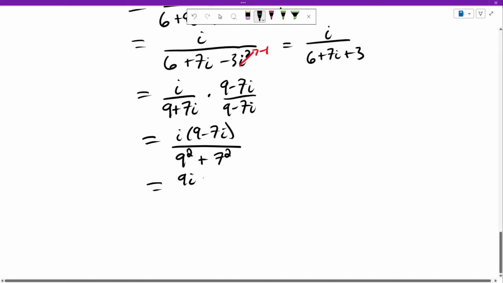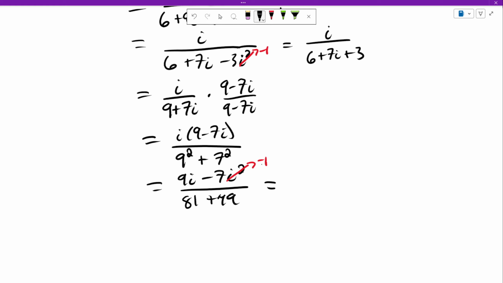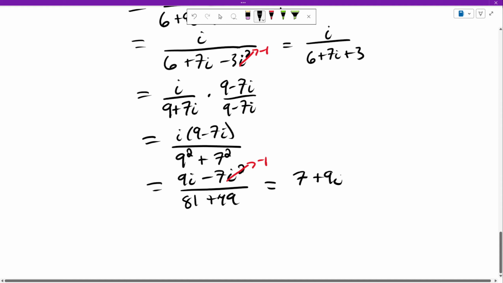i times 9 is 9i. i times negative 7i is negative 7i squared. Again, our i squared is like a negative 1. And then 9 squared is 81, and 7 squared is 49. So it looks like in the numerator we have negative 7 times negative 1 is positive 7, and a positive 9i. In the denominator we have 81 plus 49, which I believe is 130. So as a complex number, we now have that z is 7 over 130 plus 9 over 130 i.